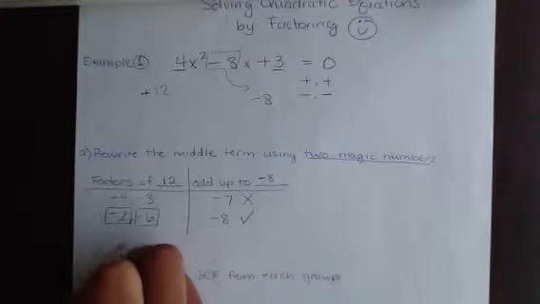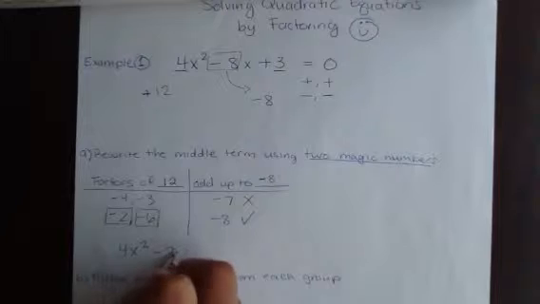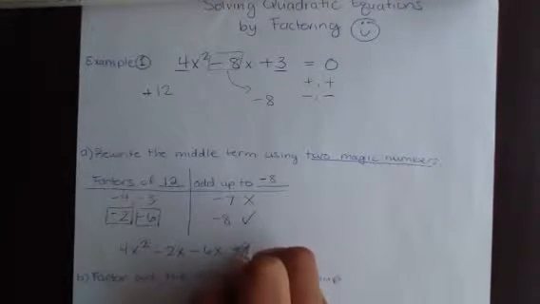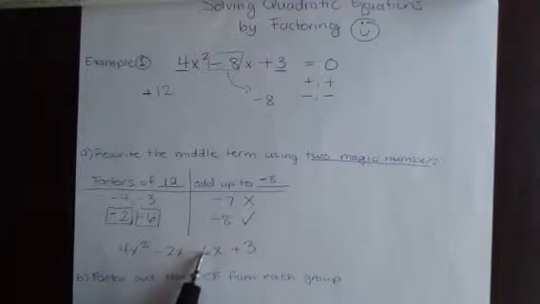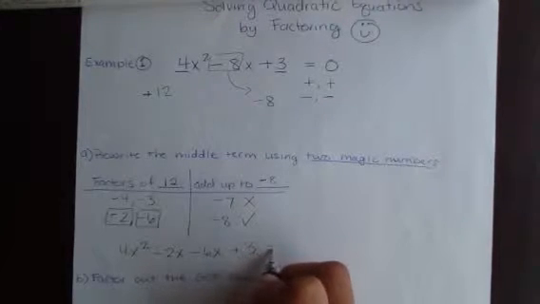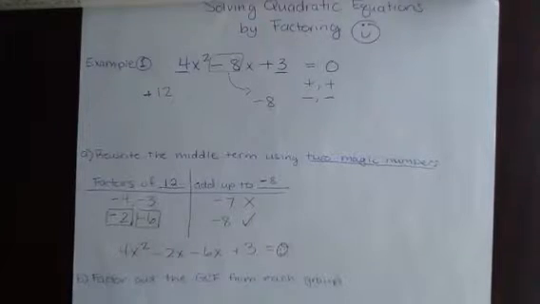So now let's go ahead and rewrite the middle term. It's going to be 4x squared minus 2x minus 6x plus 3. If you put these two together, you're still going to get negative 8x, which is what we started with. We're just writing it in a different way. And of course, always bring down your equals 0. We have to solve.